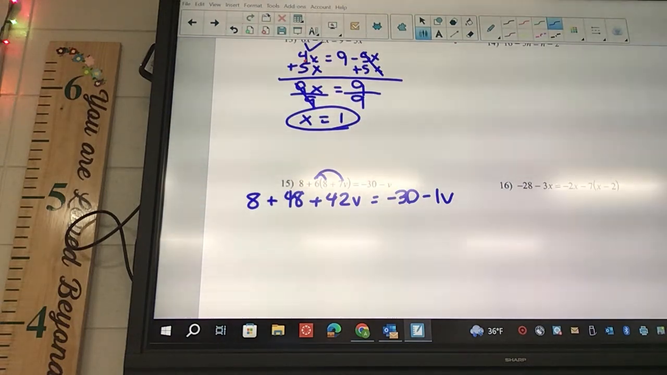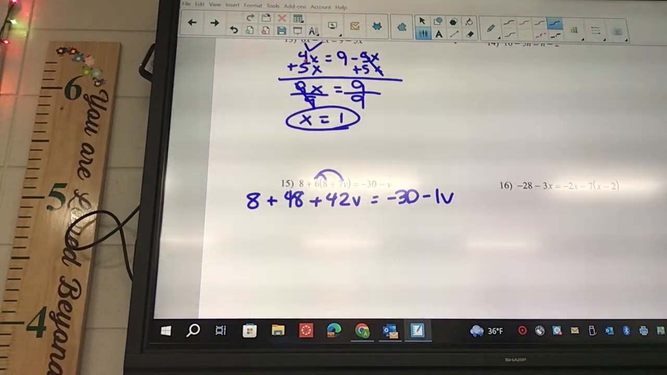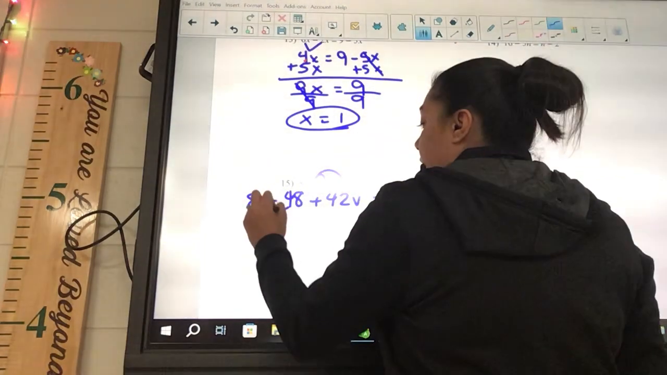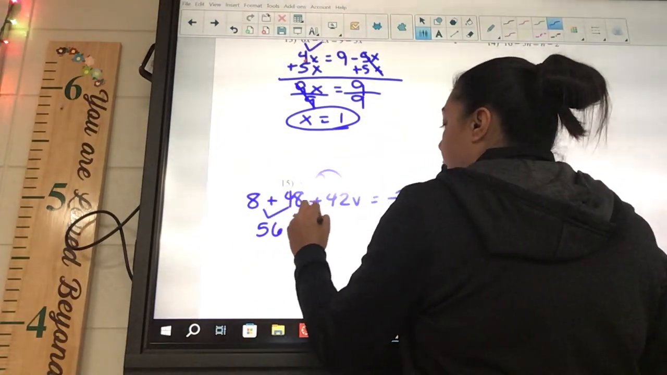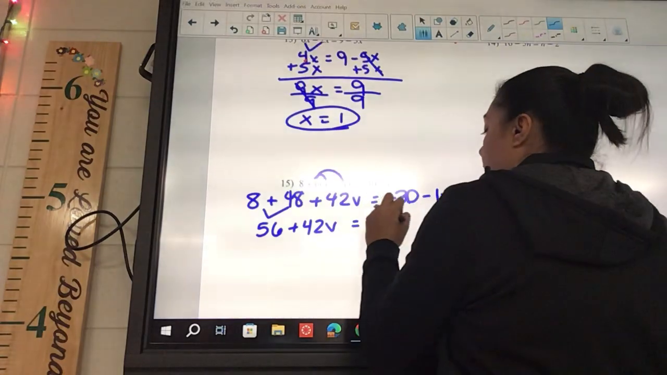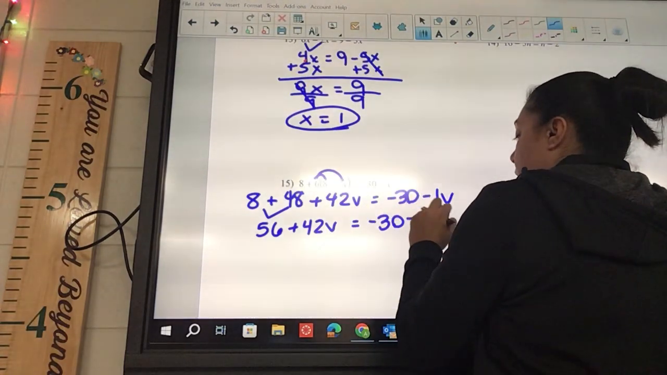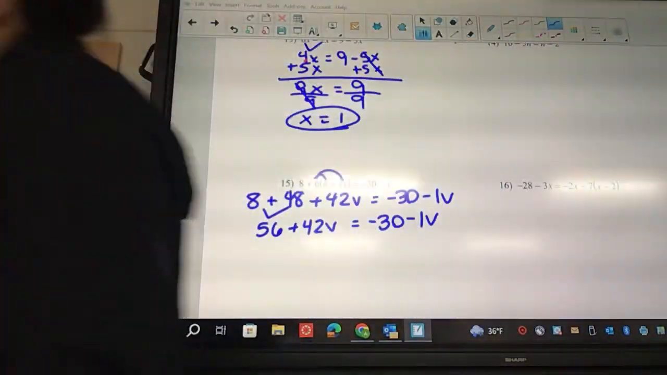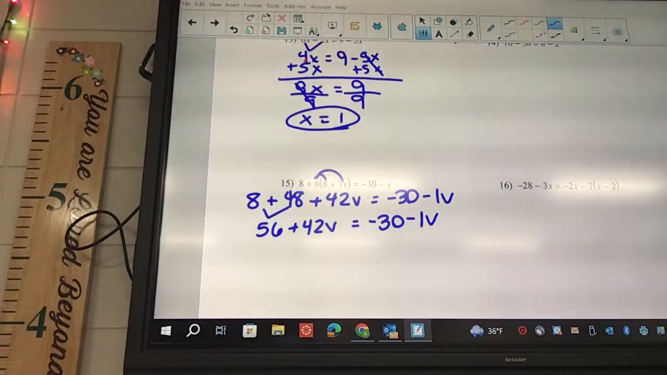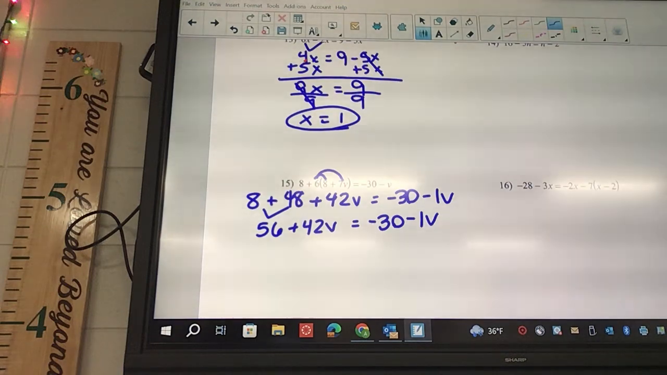Okay, then what? Add the 8 and 48. Okay, yep, so the 8 and 48 can get put together, they're both numbers, so what is 8 plus 48? 56. 56, so we're gonna get 56 plus 42b equals -30 minus 1b. Okay, and again, now we're getting to that part, letters go to the left and numbers go to the right. 56, is that a letter or a number? It's a number, so he needs moved to the right. So we're gonna say minus 56.